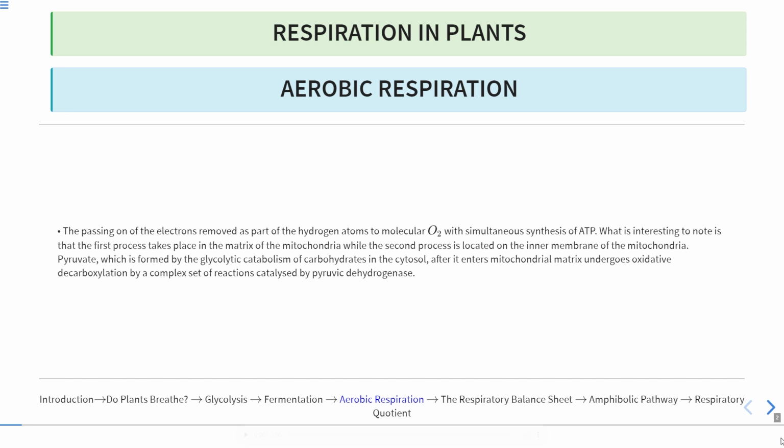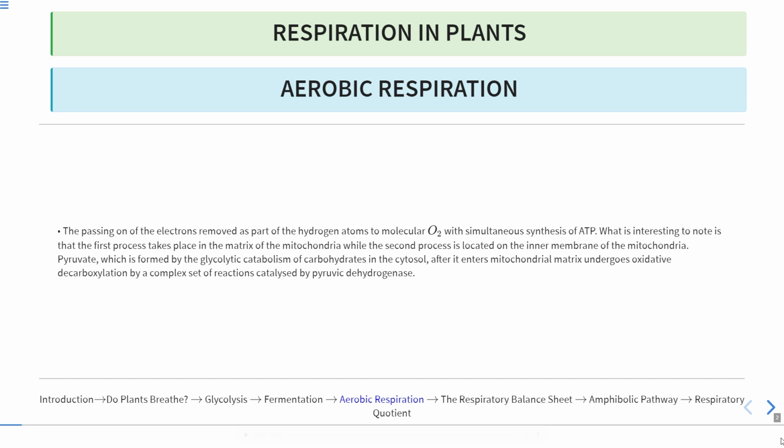So pyruvate, which is formed by the glycolytic catabolism of carbohydrate in the cytosol, in the cytoplasm, (cytosol means cytoplasm), after it enters the mitochondrial matrix, undergoes oxidative decarboxylation by a complex set of reactions catalyzed by the pyruvate dehydrogenase. So this is a very, very important step of reaction.